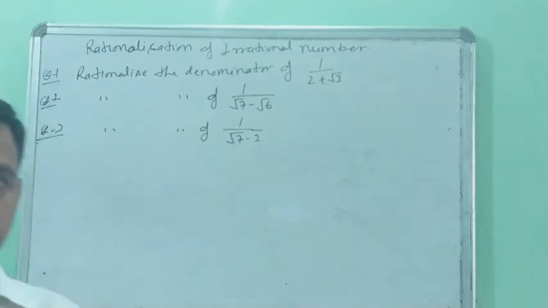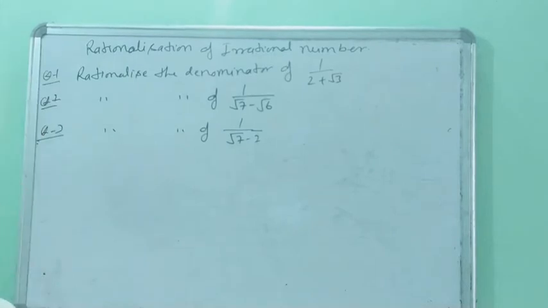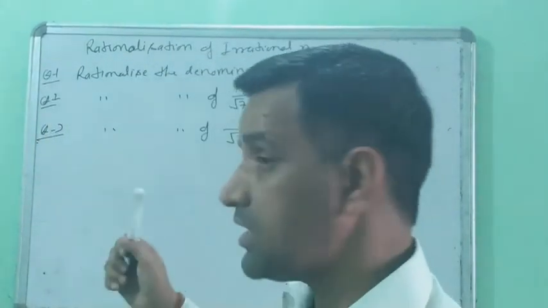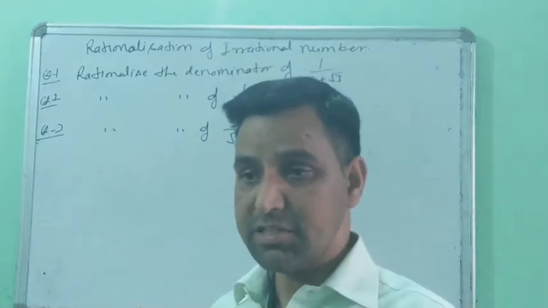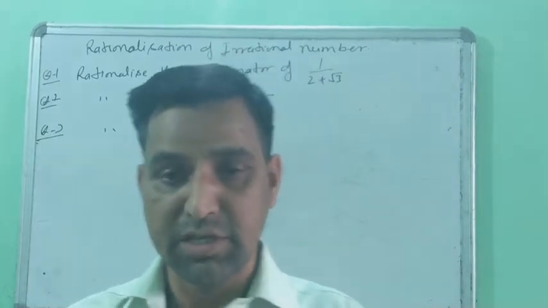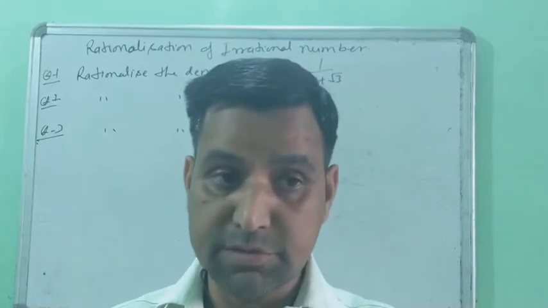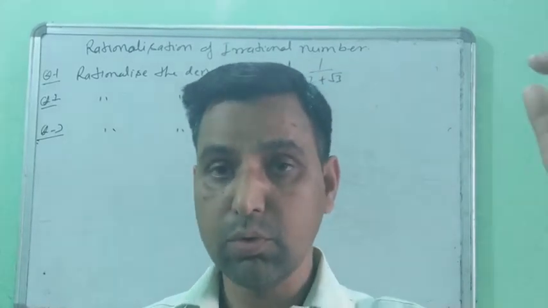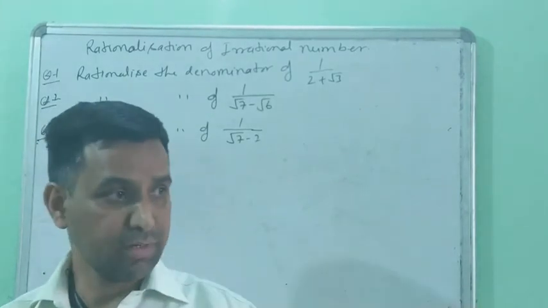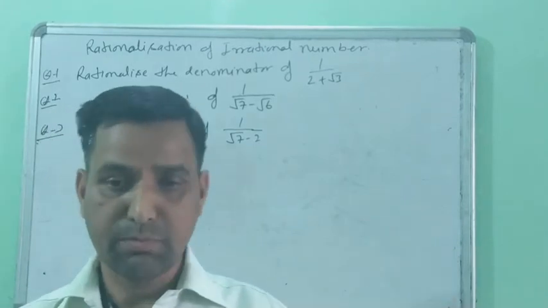Yes class, next topic I am taking is rationalization of irrational numbers. What is the rationalization of irrational numbers? Rationalization means suppose any question has an irrational number in the denominator, then you convert it to a rational number. Suppose 1 upon root 2; root 2 is an irrational number, then you will convert it to a rational number. How to convert it, we will discuss one by one.